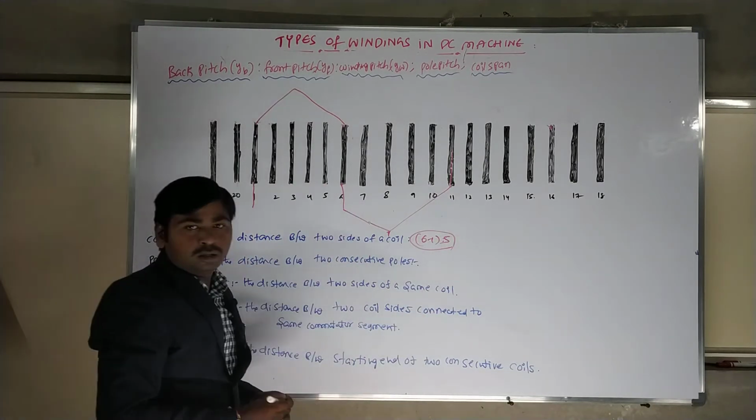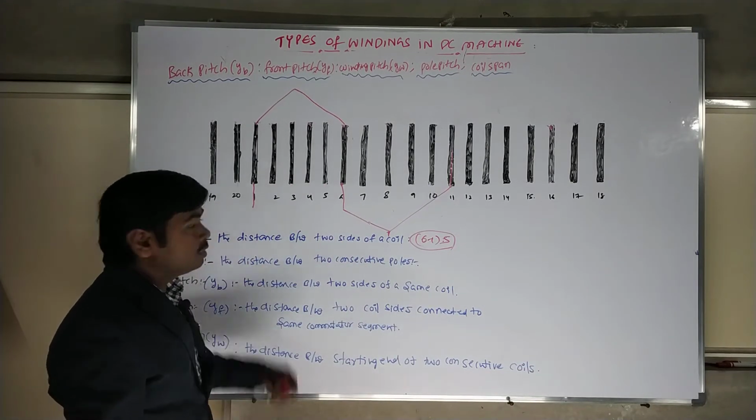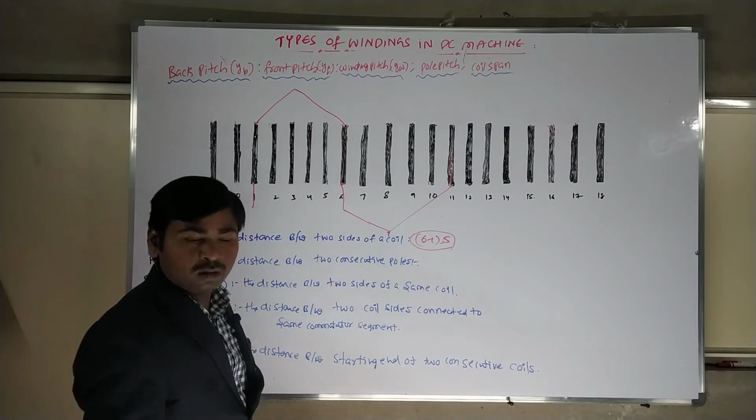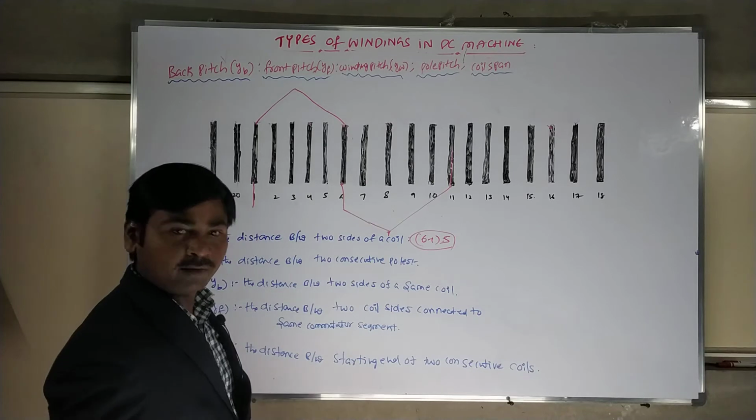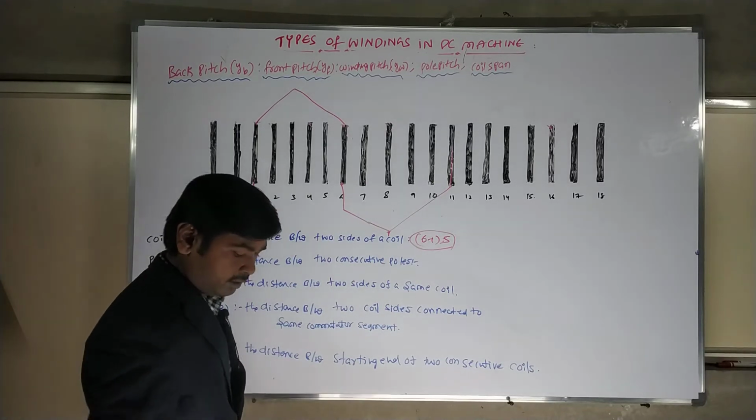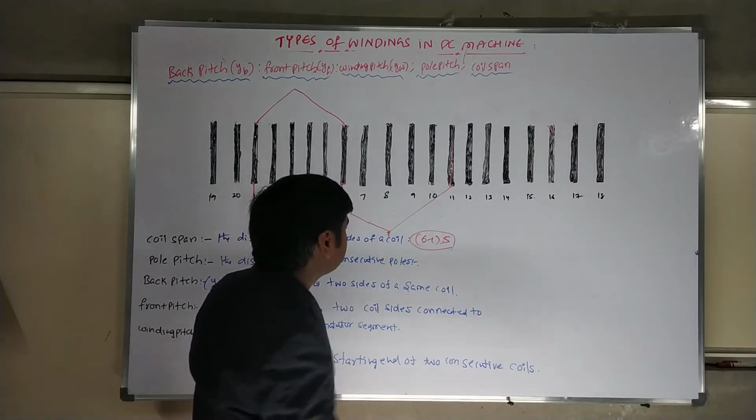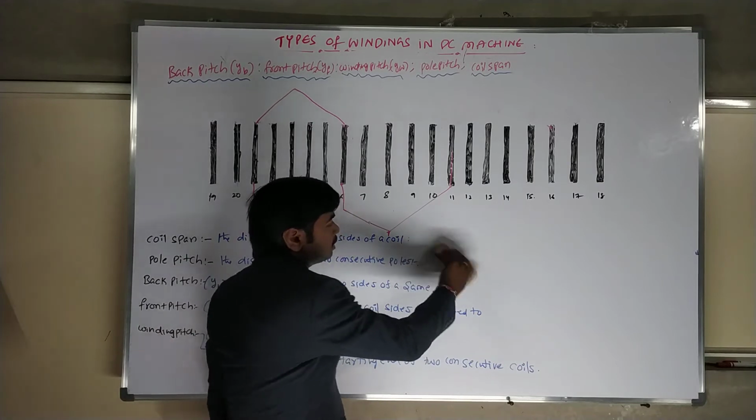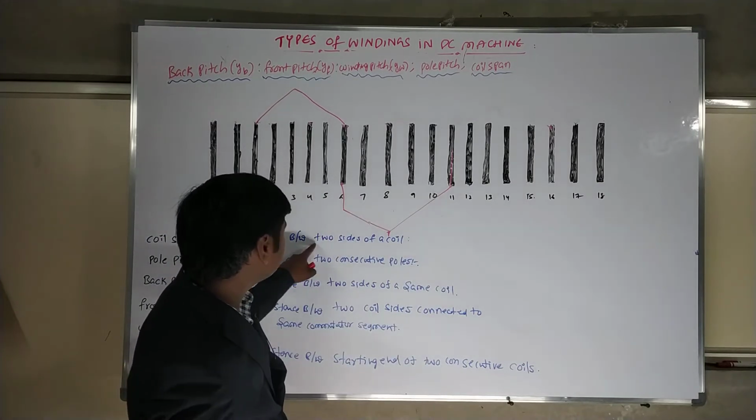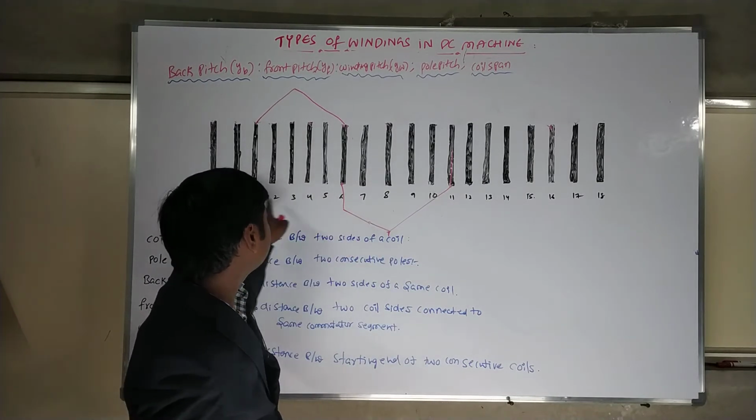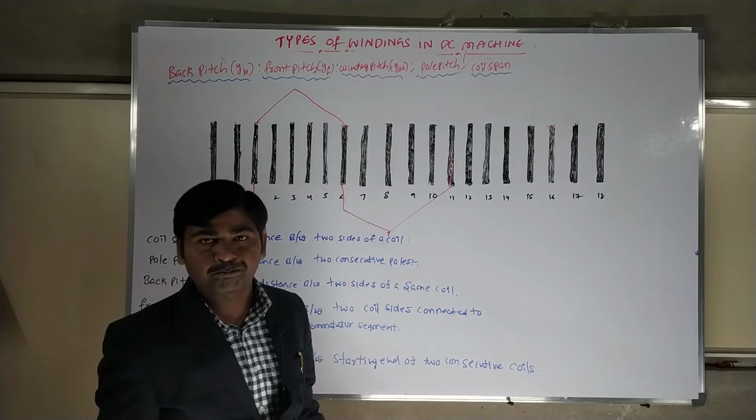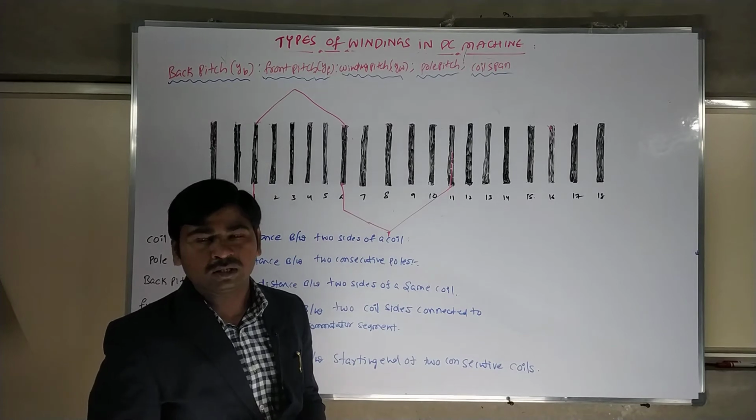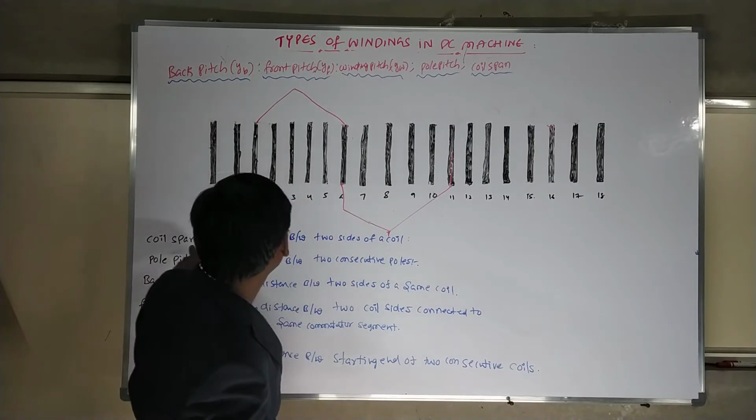Generally, the coil span depends upon the number of conductors or number of slots. So how many slots will be there? 6 minus 1, there are 5 slots here. The distance between two sides of a coil is 6 minus 1. Here it is 11 minus 6, again 5. In terms of slots or number of conductors, we can represent the coil span.